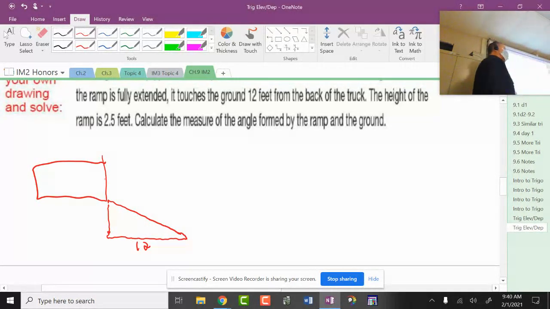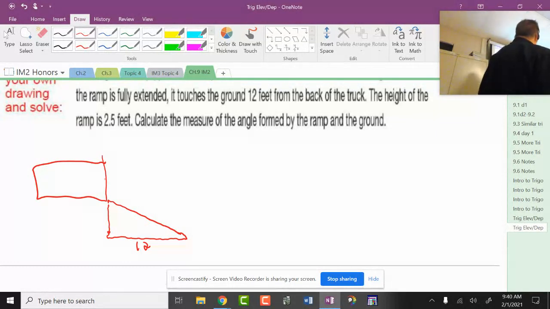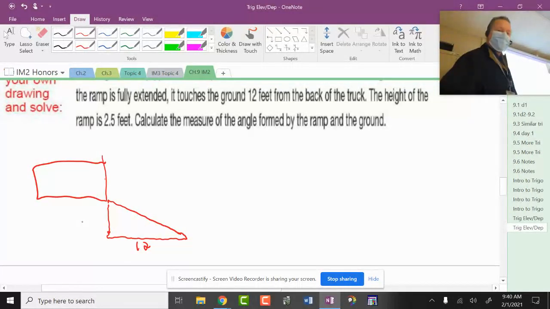Doesn't say the ramp is 12 feet long. So that would be a problem. The height of the ramp is 2.5 feet. All right. The ramp's height is how high it is, like above the ground here at this point. So hopefully you did put the 2.5 here. And they are both in feet, so we don't have to do any conversions. Calculate to measure the angle formed with the ramp and the ground. That is this. Okay, so that is X.